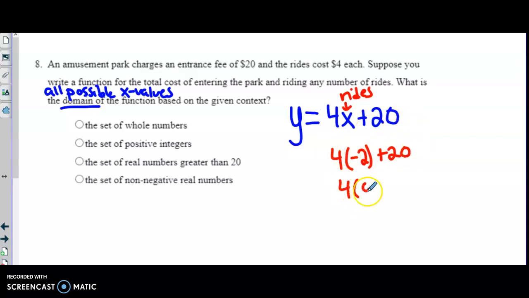You could ride 0 rides. So 0 does make sense. You would ride 0 rides. The total cost would just be $20. Or you could ride 1 ride or 2 rides or 3 rides. You could ride 100 rides if you wanted to. It doesn't make sense to say that you could ride 1.5 rides. You can't ride a half of a ride. So here, our domain are all the possible things we could plug in for X. Since X represents rides, it would be 0 and all the positive integers.